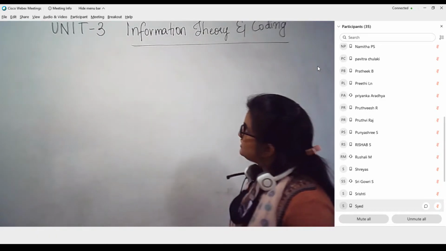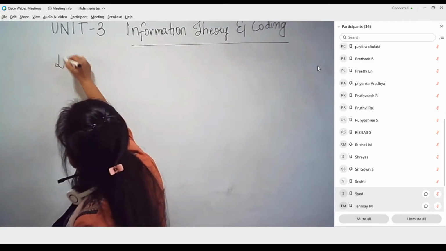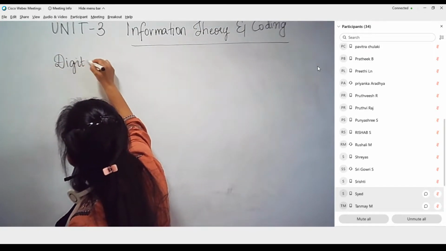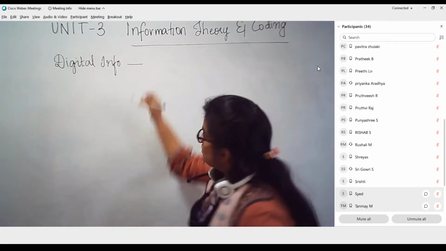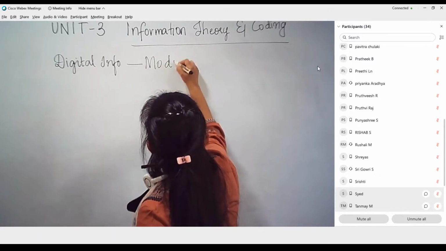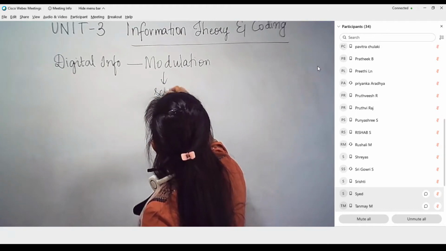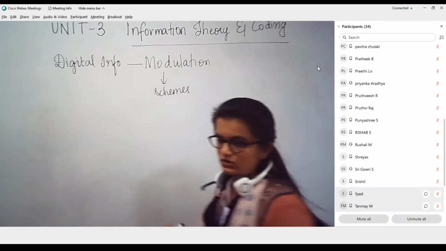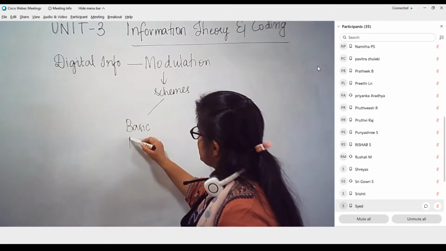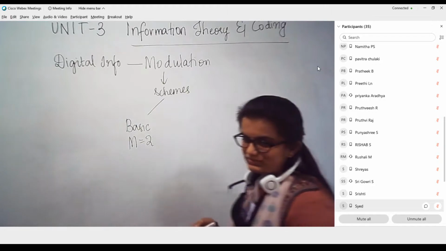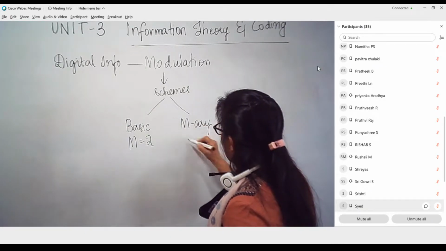So what is this information theory and coding? As we know, we have been discussing digital information, how it undergoes modulation, and what the different modulation techniques or schemes are. We have seen different modulation schemes. One is the basic modulation scheme, where we consider the m value equal to 2, that is binary, and we have m-ary schemes, where the m value is greater than 2.